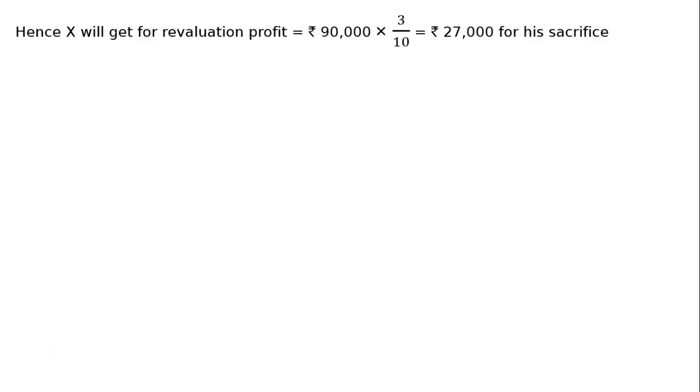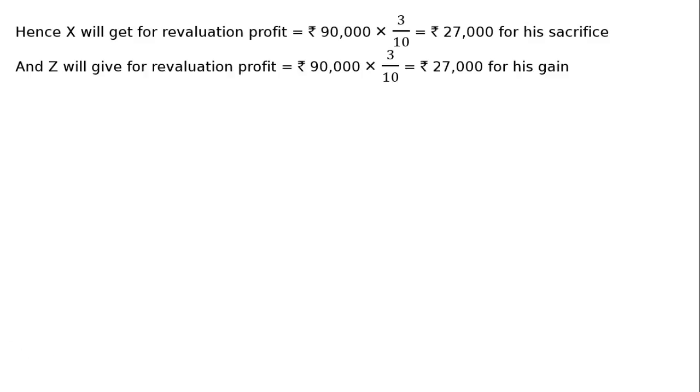X is sacrificing, that is rupees 27,000 for his share. And Z will give for revaluation profit, that is rupees 90,000 multiplied by 3 upon 10, that is rupees 27,000 for his gain. Now, in the fair notes, Z's capital account will be debited. This is A part. Debit Z and credit X with 27,000.